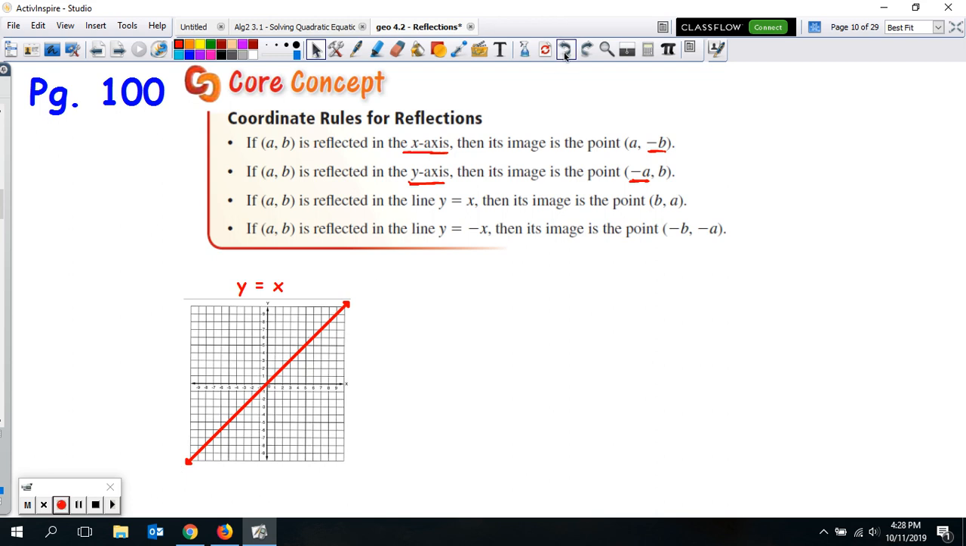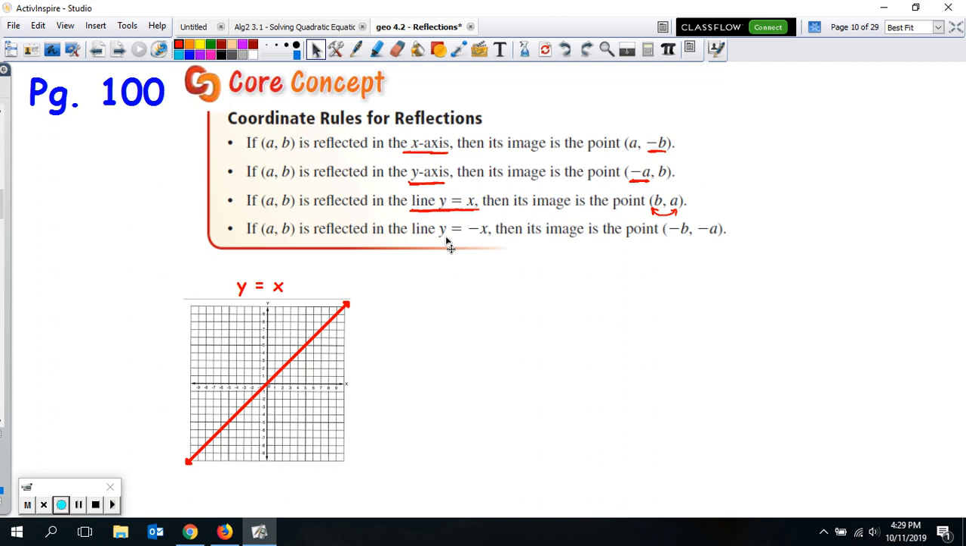And so if we're going to reflect it in the y equals x line, then what's going to happen to our a and our b this time, or our x and y coordinate, is they're going to switch places. So if it's y equals x, they switch places. They don't change to their opposites. Nothing changes to their opposites here. They just switch places.